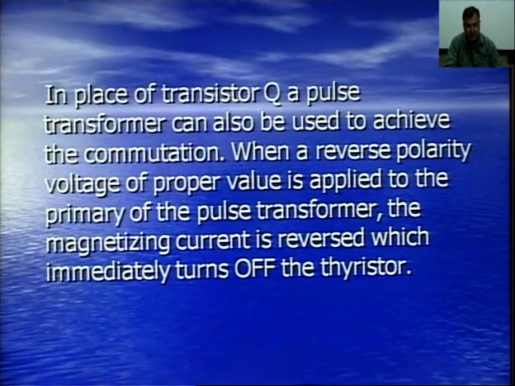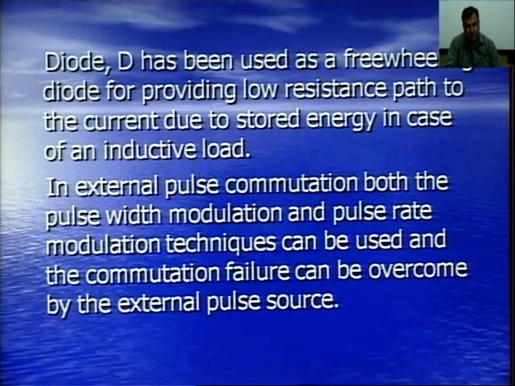In place of transistor Q, a pulse transformer can also be used to achieve the commutation. When a reverse polarity voltage of proper value is applied to the primary of the pulse transformer, the magnetizing current is reversed, which immediately turns off the thyristor. Diode D has been used as a freewheeling diode for providing a low resistance path to the current due to stored energy in case of an inductive load.